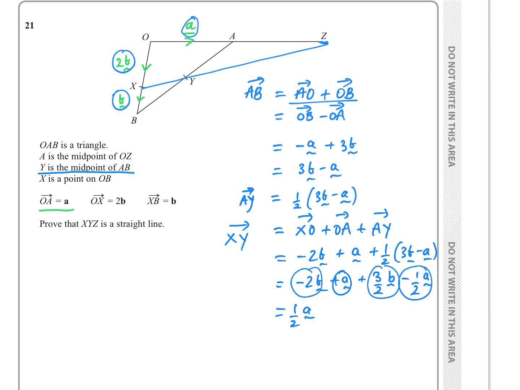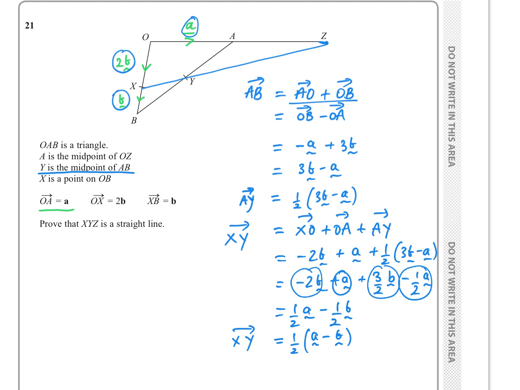Well, 3 over 2 minus 4 over 2, if you think of it like that, because 4 over 2 is just 2. So we've got 3 halves minus 4 halves is minus 1 half of b. And I can just take a factor of a half out as a scalar. It doesn't have any direction, a scalar, so that'll be that. So that's X to Y.